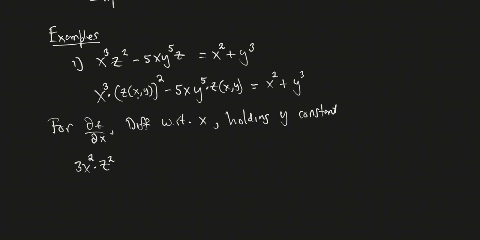So I'm not going to continue writing the z of xy because it gets really messy, but I want you to keep in mind that wherever there is a z, we have a function that depends on both x and y, right? So derivative of the first times the second plus the first, so we got an x cubed, and then times the derivative of the second, and this is where we have to use our chain rule because we're going to bring that power down.